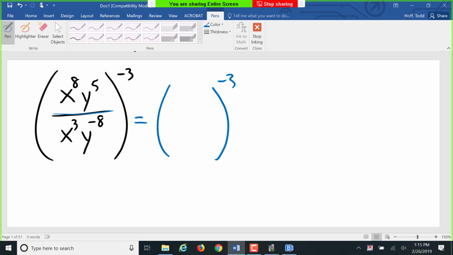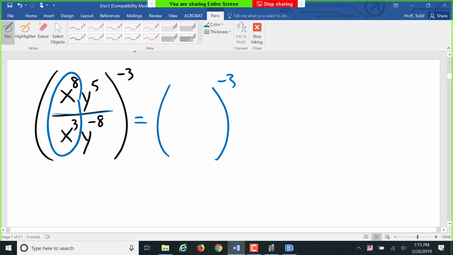Is there anything we can do on the bottom of that fraction bar? No. X to the 3rd times y to the negative 8th can't be combined. So we go straight to the division. X to the 8th divided by x to the 3rd is x to the 5th. Y to the 5th divided by y to the negative 8th? Y to the 13th. Now we do the power of negative 3. What do we get?